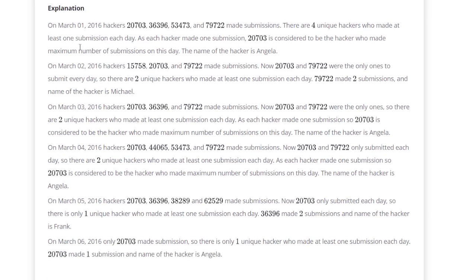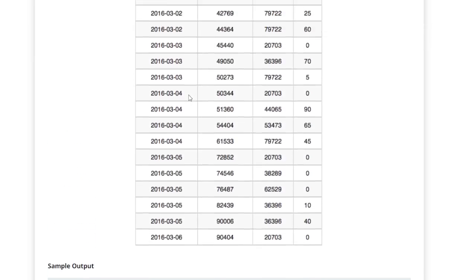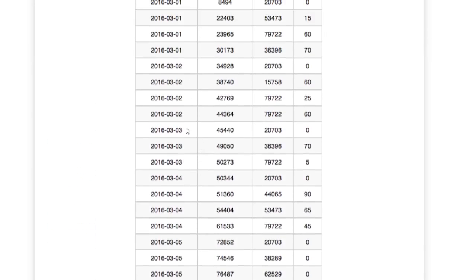So by reading this explanation you will understand the question in more depth. So on March 1st, 2016, these hackers made submission. Okay, and there are four unique hackers who made at least one submission each day. As each hacker has made one submission, this is considered to be the hacker who made maximum number of submissions on this day. The name of the hacker is Angela. So as you can see here in this submissions table, on the very first date, that is 1st of March, we have 1, 2, 3 and 4 records.